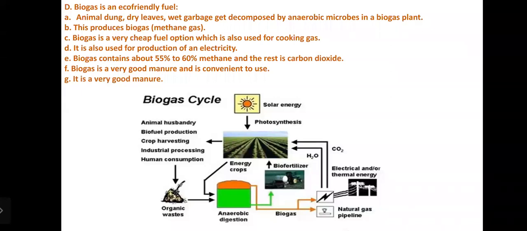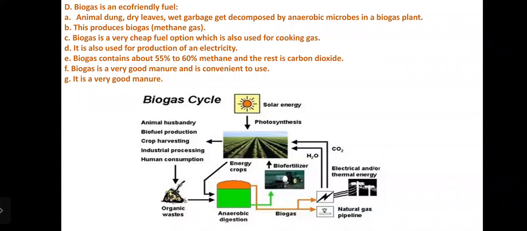The biogas cycle is given. What happens on the farm? Animal husbandry, biofuel production, crop harvesting, industrial processing, human consumption. Now, what happens? From solar energy, by the photosynthesis process, plants produce their food. These plants are eaten by some animals and by digesting they produce animal dung, which can be further put into an anaerobic digestion chamber.